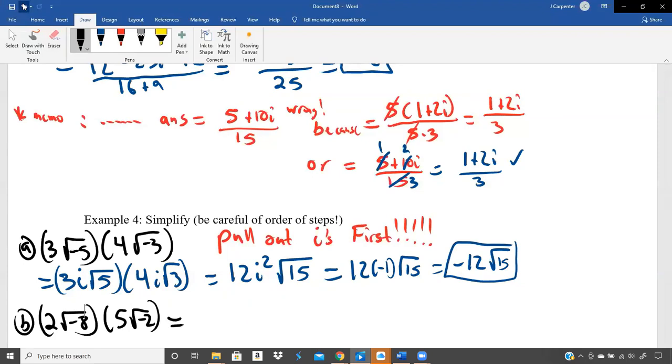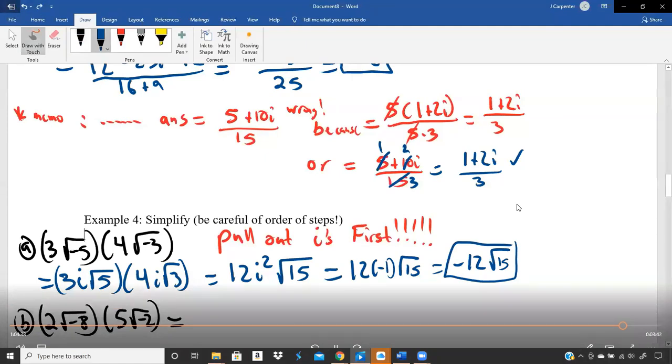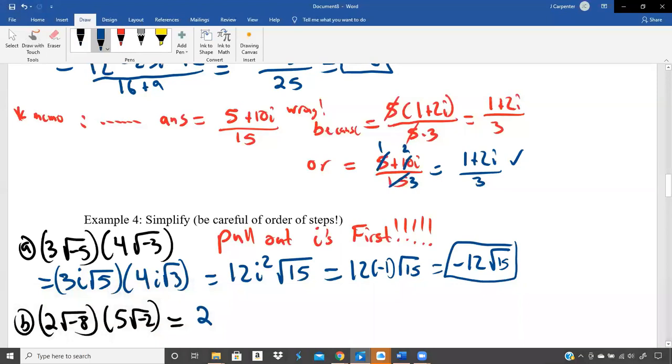All right, so what do we got to do first? We got to pull our i's out first. Sounds gross, I know. Laugh at it. Or don't, I'm not going to force you to laugh. 2i square root of 8. I took the square root of a negative out as an i. And times 5 square root of 2.